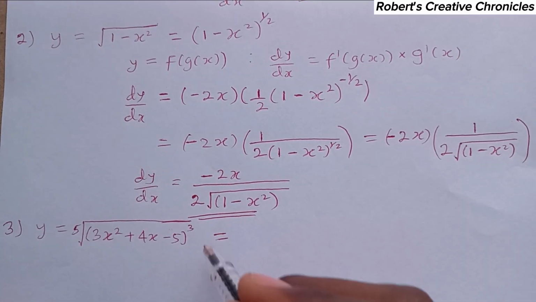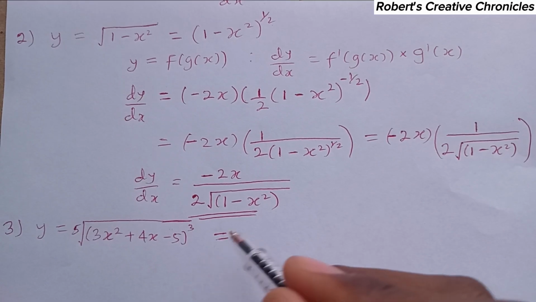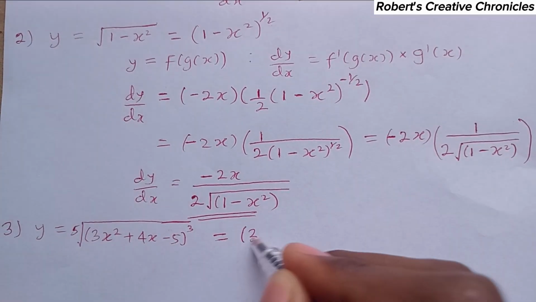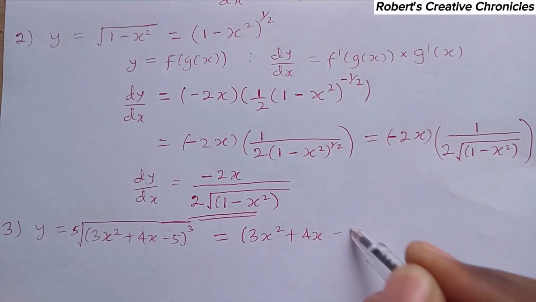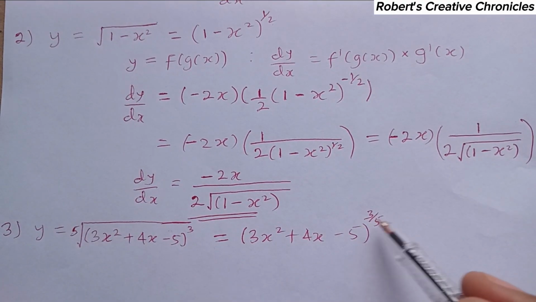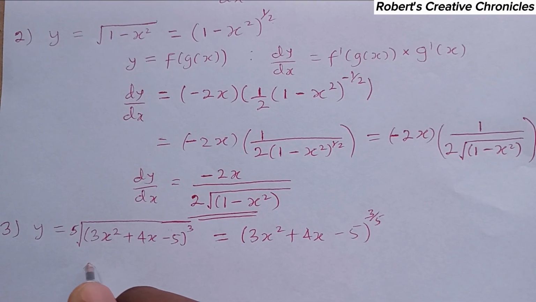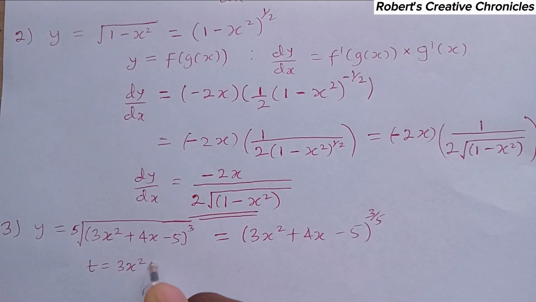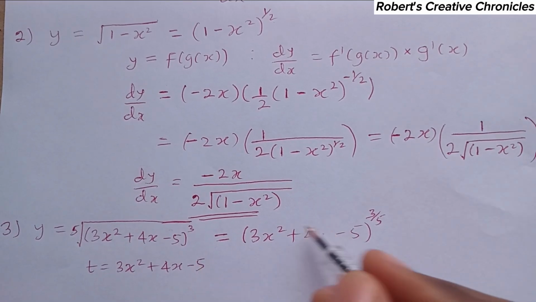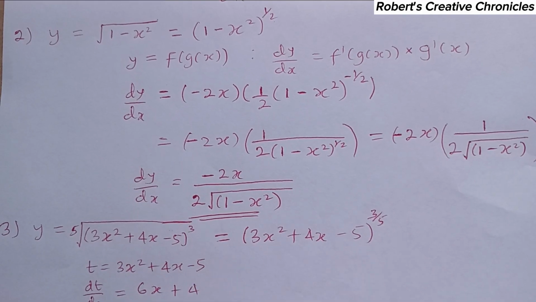So in this one, let's use the t substitution method. You can use any variable actually. I'm just calling it the t substitution method. So 3x squared, this is the same thing as this. Here is 3. According to the law of indices, this is 1 over 5, so you can multiply them to get 3 over 5. So now y is equal to this. So we can say that let t equal 3x squared plus 4x minus 5, which is the core. And dt over dx is 6x plus 4.